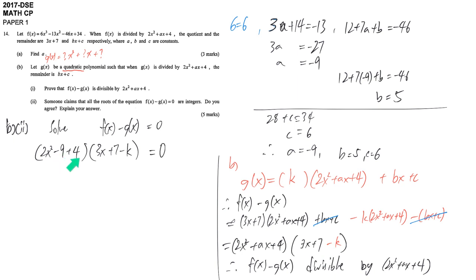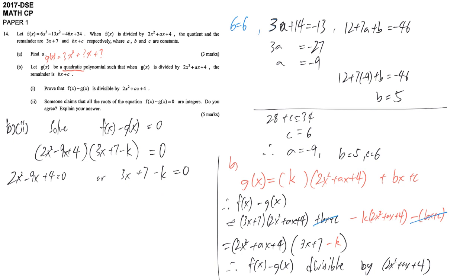It's because when two factors multiply to give you 0, each factor may equal 0. 2x squared minus 9x plus 4 may equal 0, or 3x plus 7 minus k equals 0. Because we need to determine whether all of the roots fulfill the requirement of being integers, if any one of them is not, then we can simply disagree. The key point is, I read it once again, and I don't find any method to fix the value of k. k can be any value. So you may just use an example.